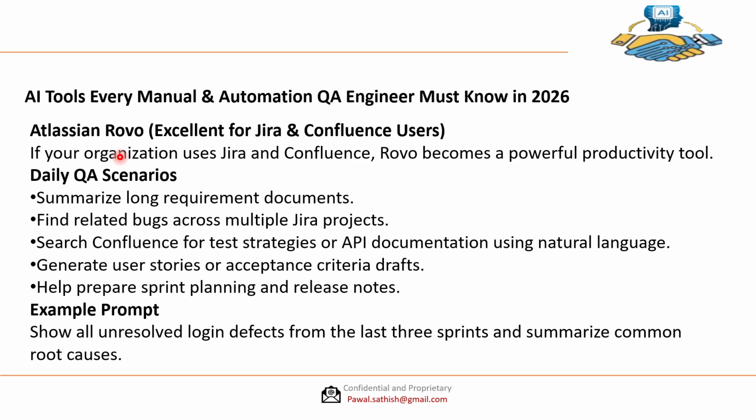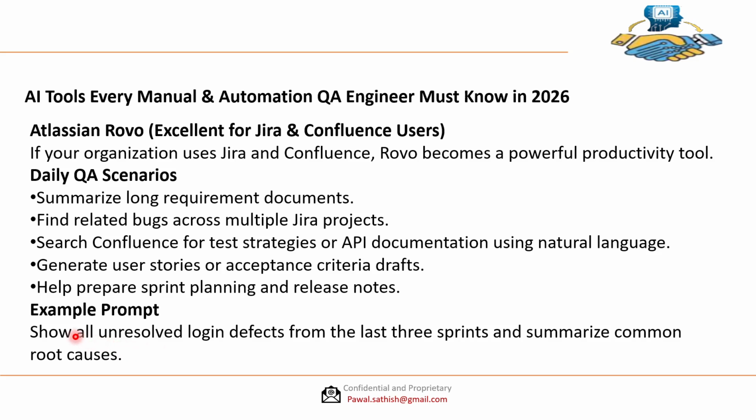If you need to find any specific Confluence page, using Rovo we can find it. It is very useful. It's also helpful to create release notes and so on. For this we need to give a correct prompt. Here I give one example: show all unresolved login defects from the last 3 sprints and summarize the common root causes. Then it will generate the correct output.